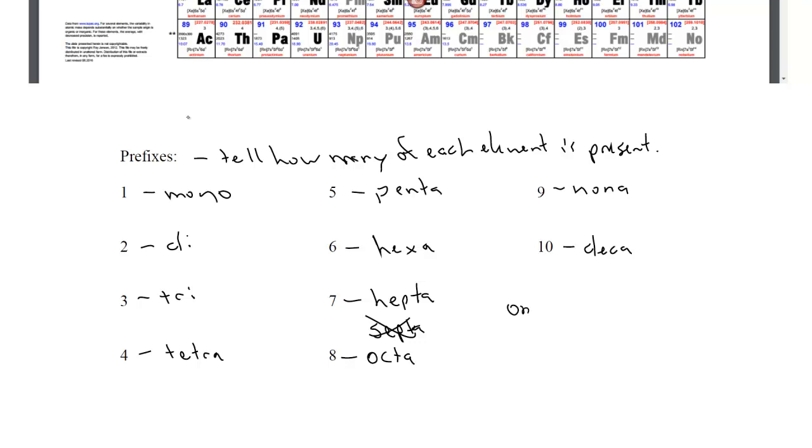There's only one rule. Mono is not used on the first element.